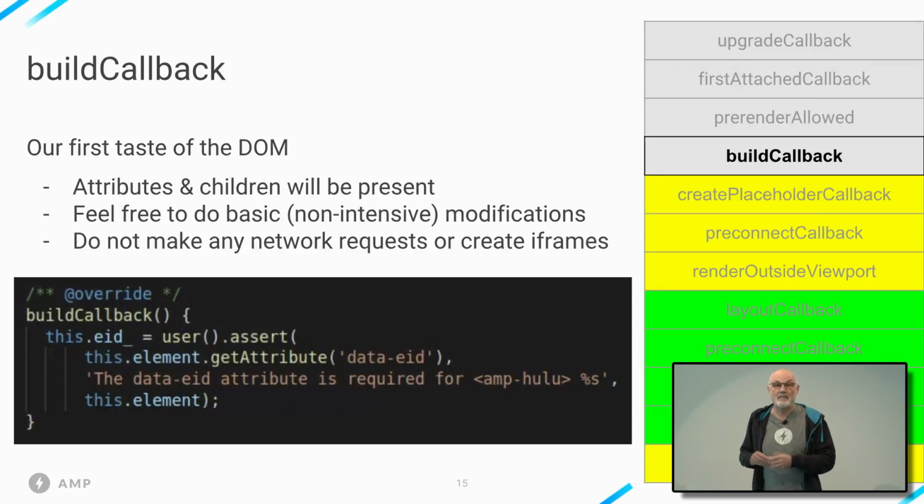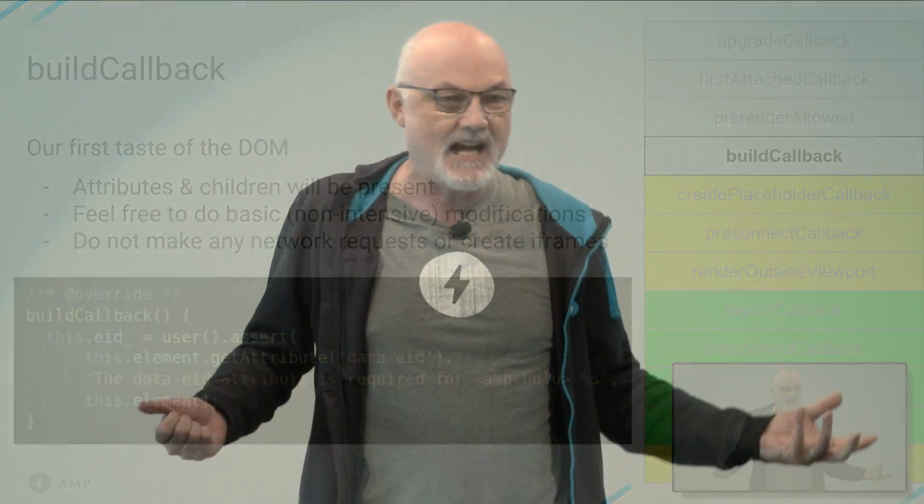This one is from AMP Hulu, and they're checking that the correct data attribute is there. User assert is a really useful thing for doing this. It will give them a nice, pretty error message. And don't rely on the validator to make sure that the user did the right thing. You can put it in a validator that yes, there was a required data attribute, but if the AMP page gets loaded from somewhere other than the AMP cache, it won't have gone through the validator. So you really don't want your extension to crash or throw an error because something's missing.